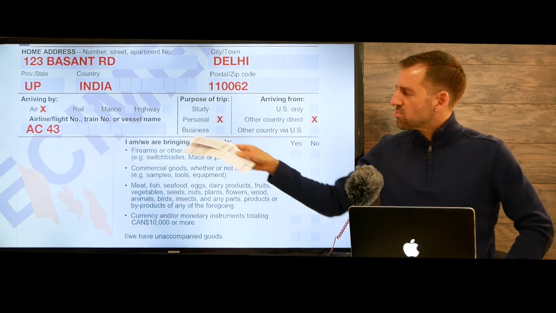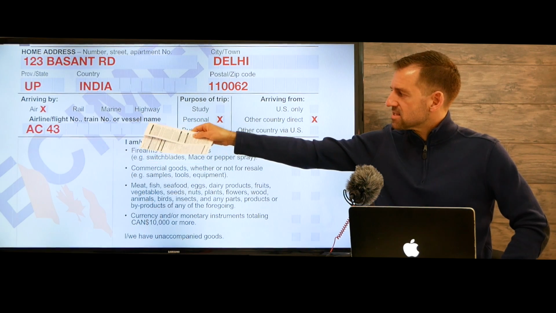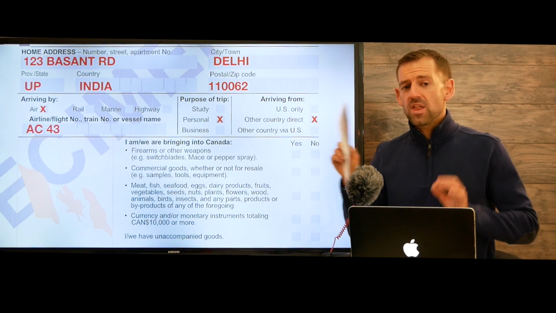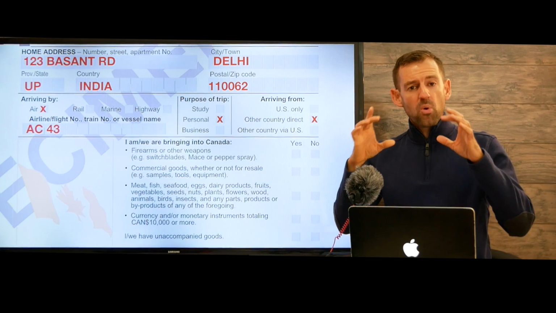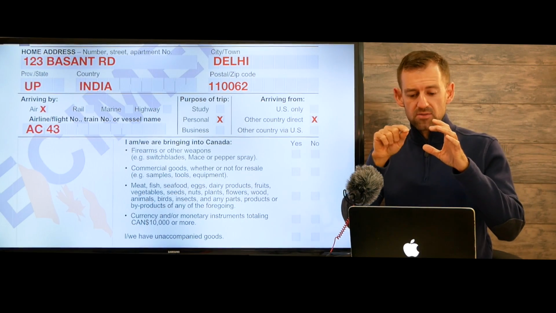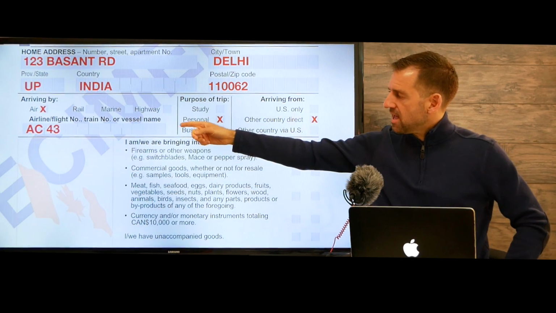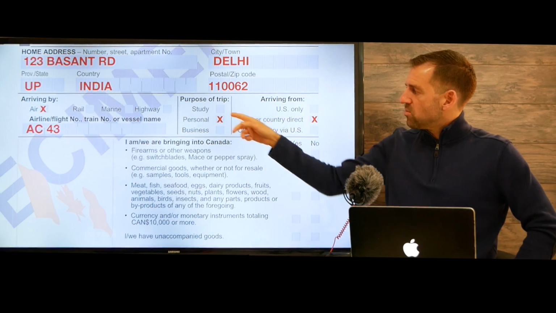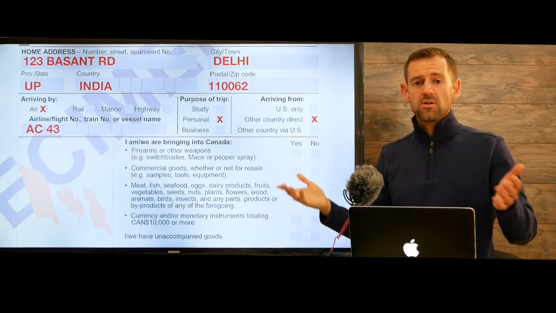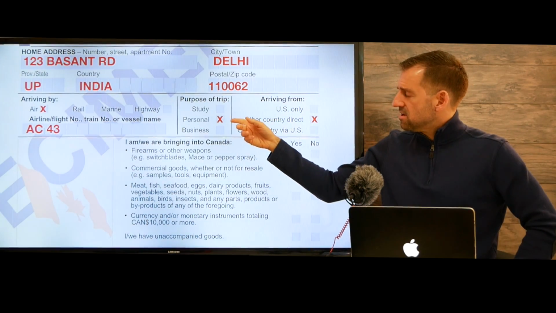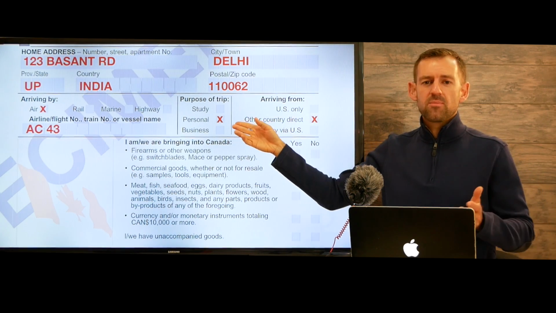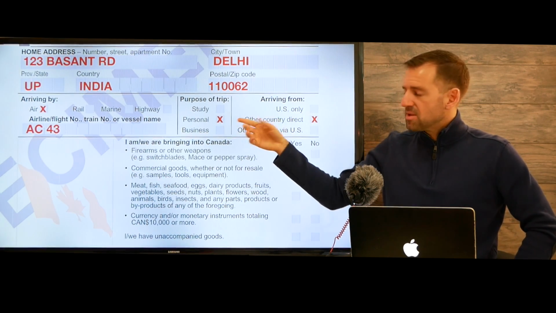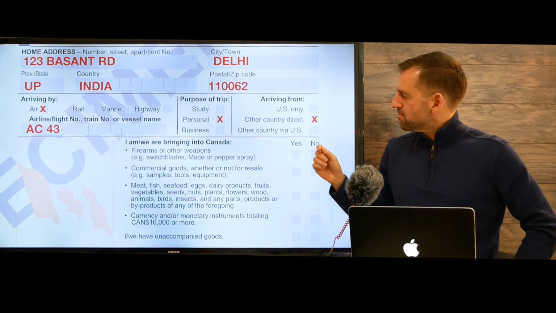Okay, so you need to put air, and then it says the flight number. So your flight number will be on your boarding pass when you get on the plane. It'll say flight number, and here it's AC43. Okay, and we have purpose of trip. Why are you coming to Canada? Study, personal, business. We're going to say Raj is coming for personal. Maybe he's visiting his family, okay?